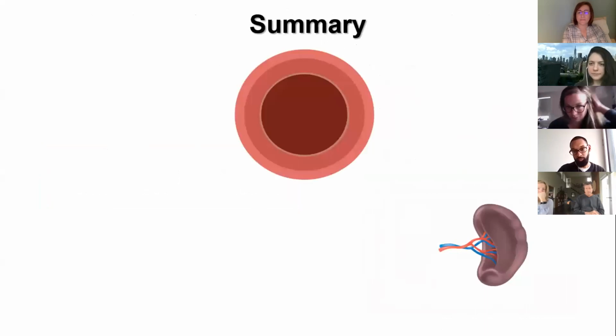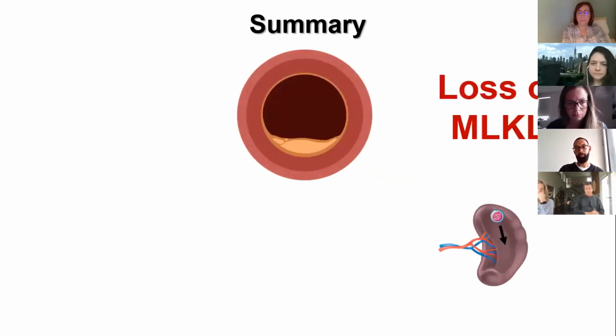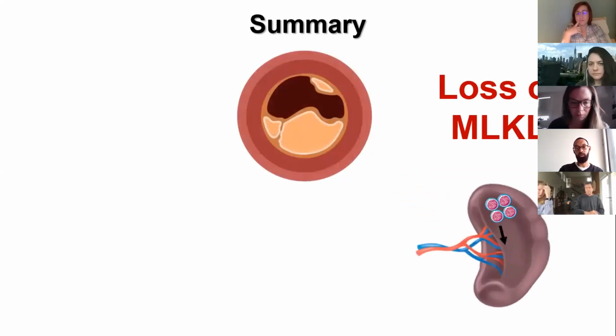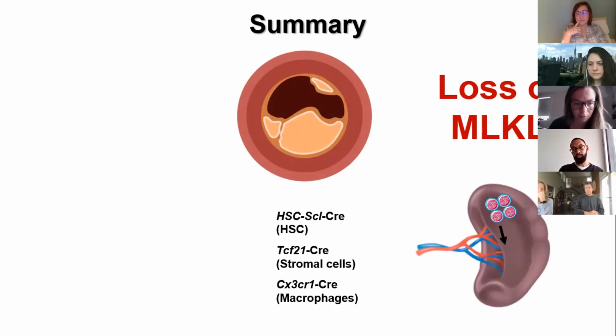So just as a quick summary, during atherosclerosis, splenic hematopoiesis occurs, which produces monocytes that enter the arterial wall and contribute to plaque formation. But during the loss of MLKL, there's an increase in the splenic hematopoiesis, which in turn provides an excess reservoir of monocytes, which further contribute to plaque formation. So our future studies will be using tissue-specific knockouts in order to delineate where MLKL might be having its effects, whether it's in the HSCs, stromal cells, or in other mature immune cells, such as macrophages.